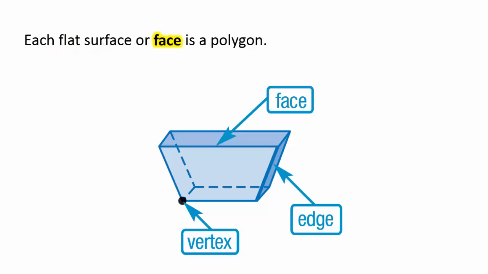Each flat surface or face of a polyhedron is a polygon. In this figure here, if you were to count them, you would see that there are 6 faces. It's kind of hard to explain just by looking at a picture of this polyhedron because these are 3D figures. But if you were to hold your phone in front of you, most of you have a box-like phone, you would be able to see that it has 6 faces.